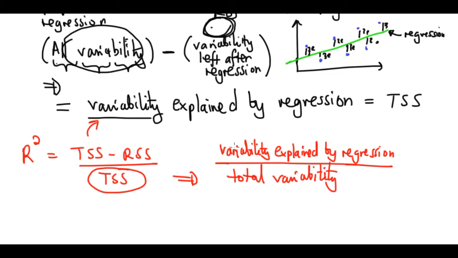So can you see that this is going to be a proportion that is going to be between 0 and 1? Because variability explained by regression is part of total variability. If the total variability is 10, variability explained by regression can either be 0 or go to 10, because 10 is the maximum. It's the maximum because 10 is the total of everything. So this value is always going to be between 0 and 1.